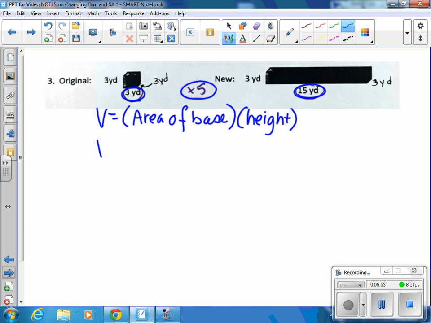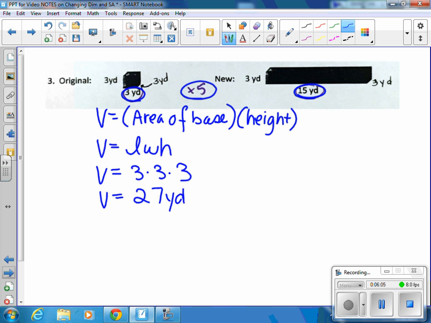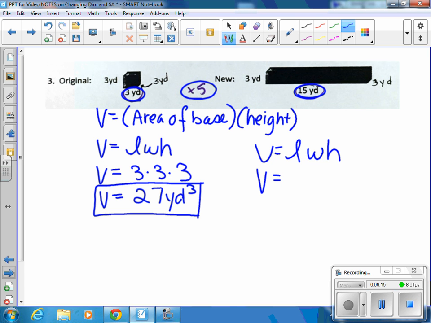So if I do the math, length times width times height gives me 3 times 3 times 3 on this one, which gives me 27 yards cubed. So there's my original volume. Let's look at the next volume. Again, length times width times height. The only thing that changed here was the length. So this is 15 now, and the width and the height are the same, times 3 times 3, just like the first time. And we get 135 yards cubed.